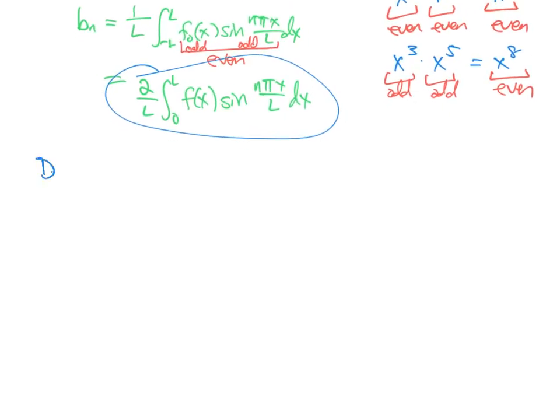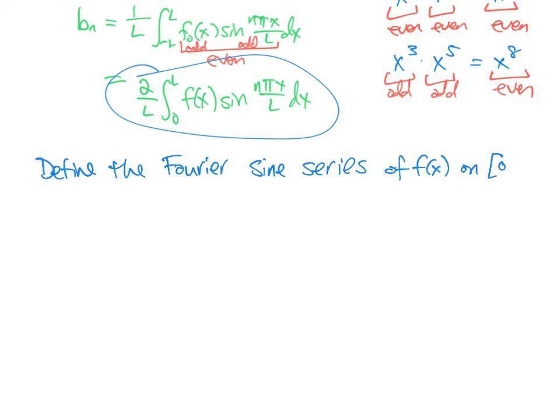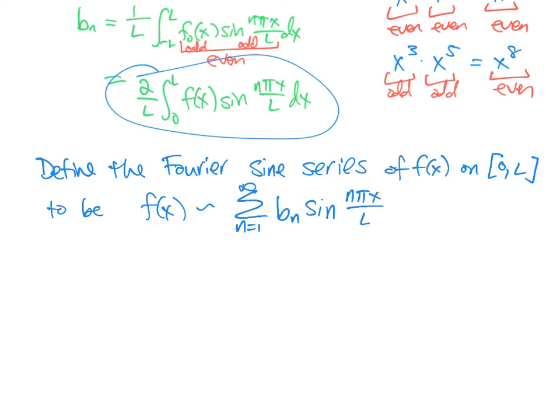So we can define the Fourier sine series of f of x on just 0 to L to be, we will associate f of x with just the sum n equals 1 to infinity of bn sine n pi x over L, where bn equals 2 over L, the same thing we had up there, integral from 0 to L, f of x sine n pi x over L dx.